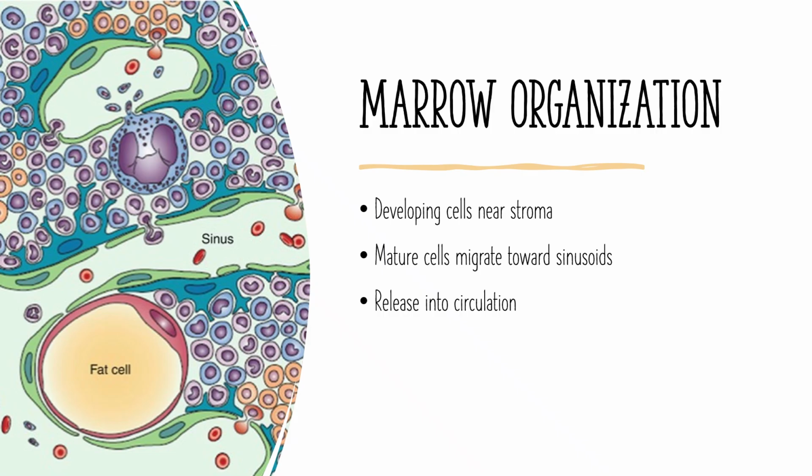From a histotechnology perspective, recognizing organization helps interpretation. When preparing marrow biopsies, preservation of architecture matters just as much as cellular detail. Crushing artifact or poor fixation can distort spatial relationships, making interpretation harder for the pathologist. So remember, marrow isn't chaos, it's structured traffic flow. Development, migrate, release.